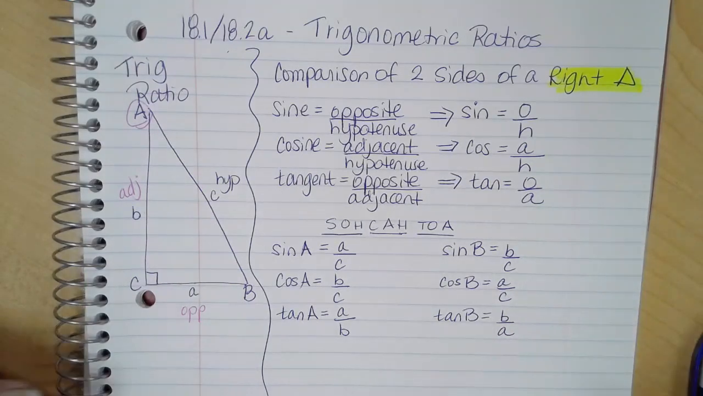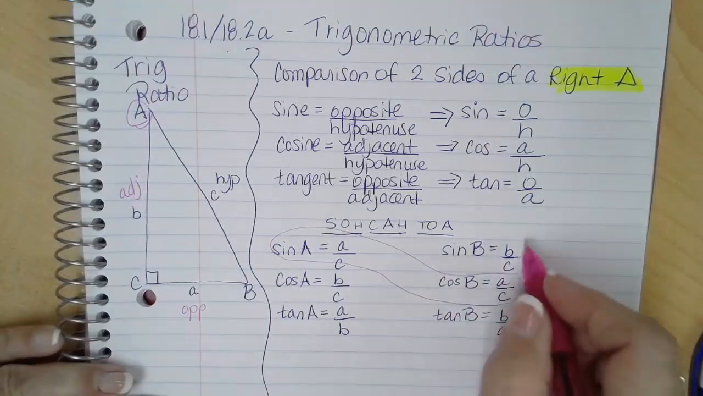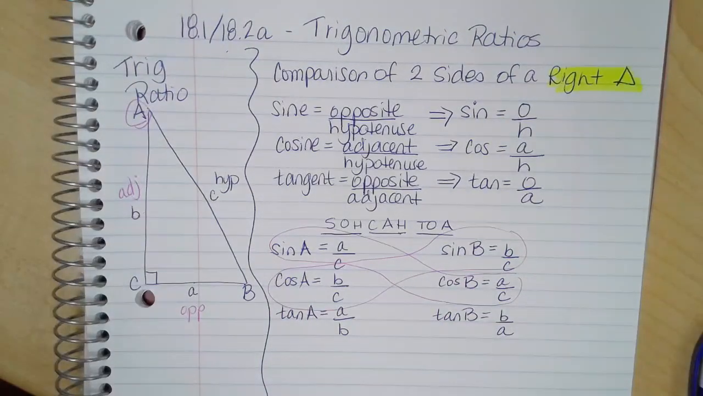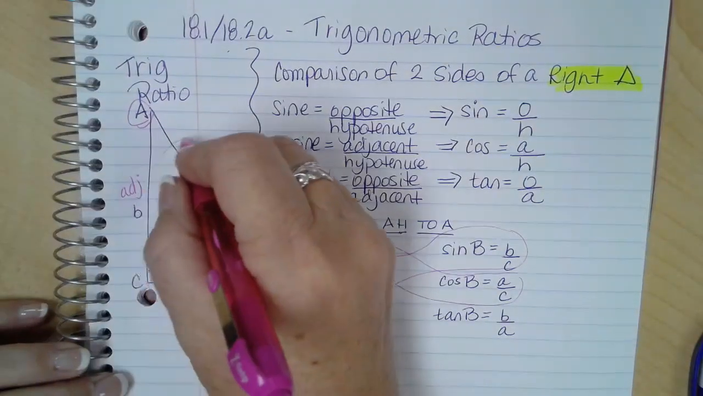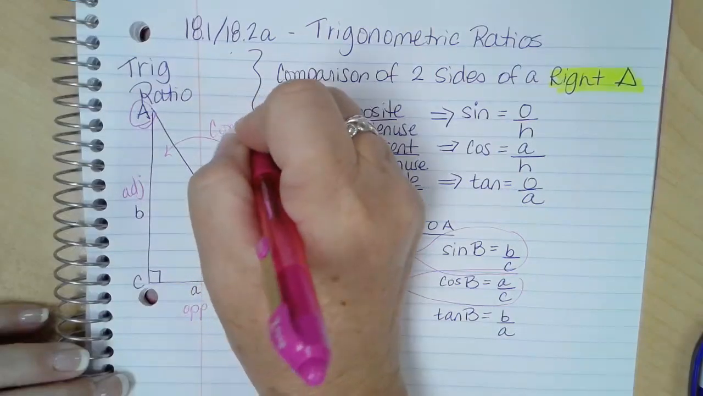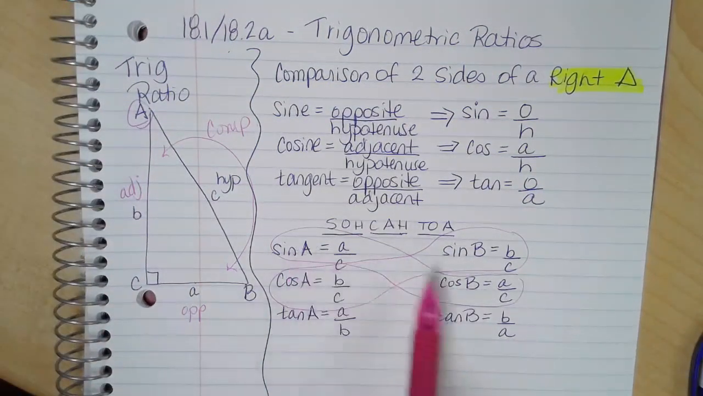One thing you should notice is that these are the same, and these are the same. Why is that? It's because these two angles right here are complementary. Since they are complementary, the sine and cosine of the opposite angles should be the same. Vice versa. It goes each way.